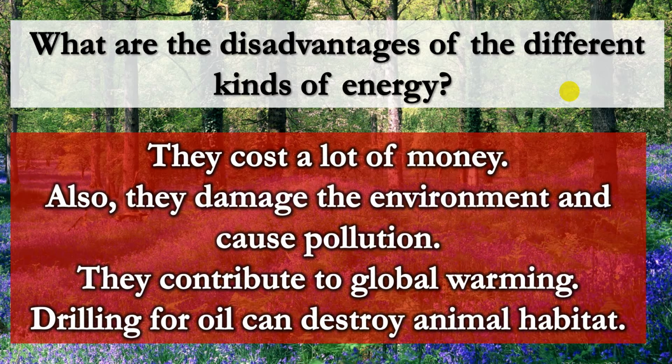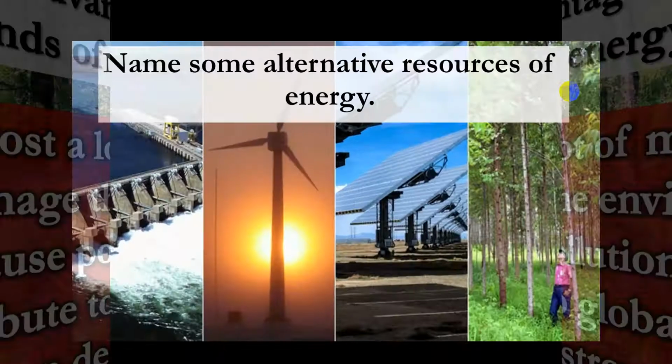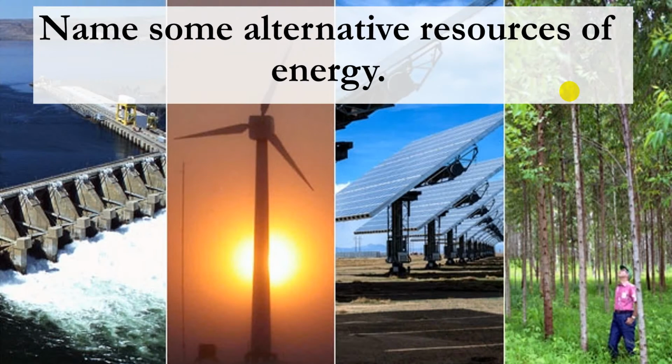So when scientists and petroleum engineers look for oil, they have to cut down the trees. These trees are the animal habitat, the natural habitat of animals. So these are the disadvantages of different kinds of energy. They are expensive, they damage the environment, they cause pollution, they contribute to global warming.